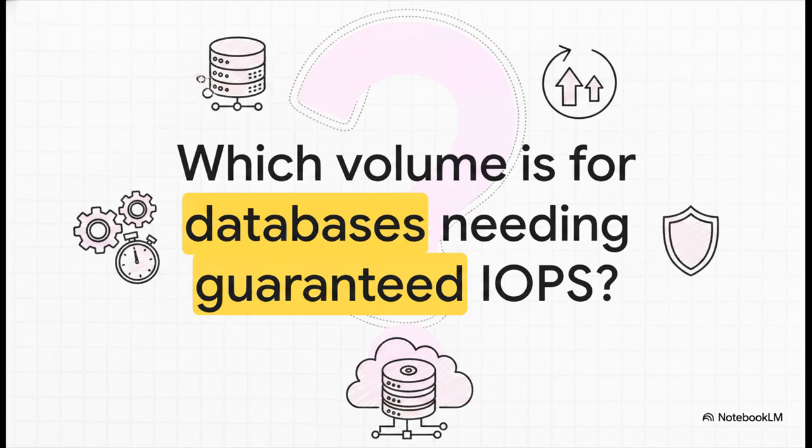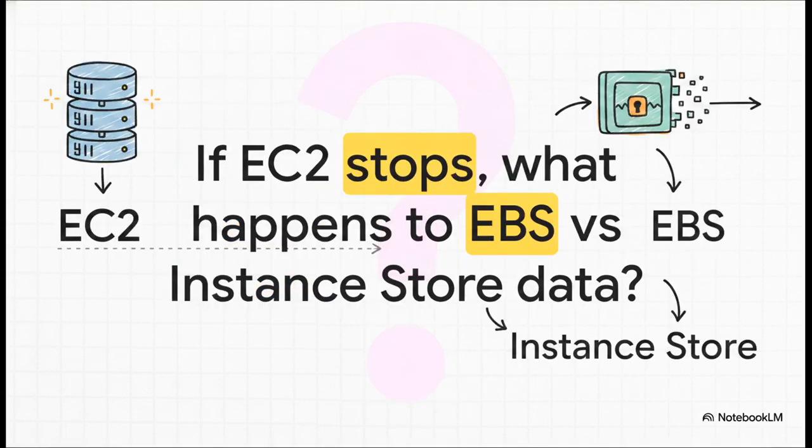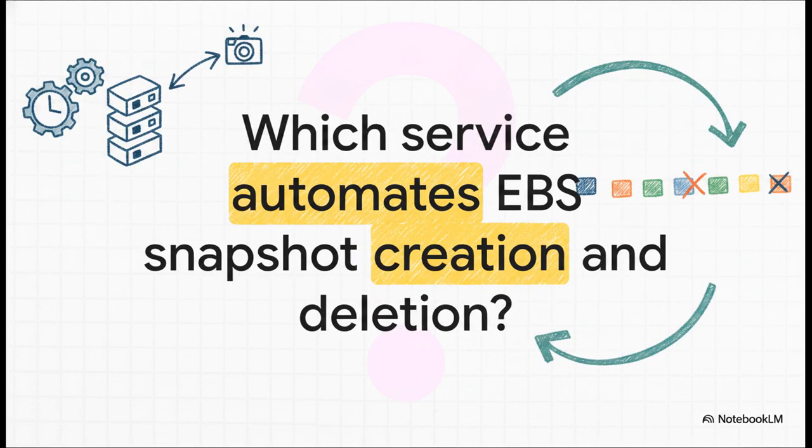Quiz question 1. Which EBS volume type is best for a critical production database that requires guaranteed provisioned IOPS? Take a second. If you said IO2, you hit the nail on the head. Quiz question 2. If you stop your EC2 instance, what happens to the data stored on an EBS volume versus an instance store? So, the data on your EBS volume survives perfectly safely, but the data on that instance store, it's permanently wiped out.